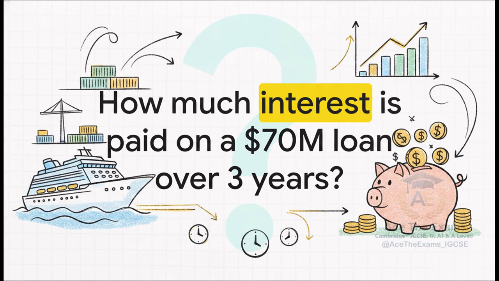To see how powerful this really is, imagine a shipping company. They need a brand new cruise ship, right? So they borrow $70 million at 5% annual compound interest. If they wait 3 full years to repay this massive debt, how much extra are they going to owe strictly in interest? Just think about the sheer scale of those numbers for a second.